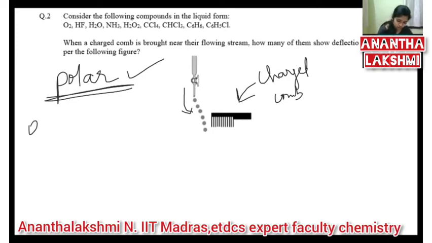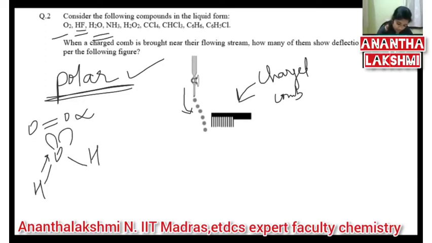O2, no. O2 is not polar, definitely, because it's symmetric and has equal atoms. HF, yes, it's definitely polar because of the electronegativity difference between H and F. H2O is also polar, like we learn about polar and non-polar molecules in the chemical bonding chapter. NH3 is polar. H2O2 is polar.